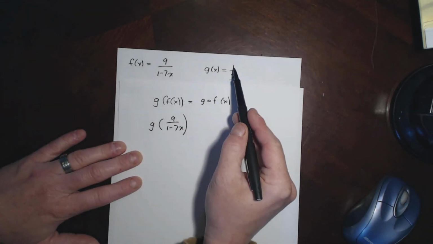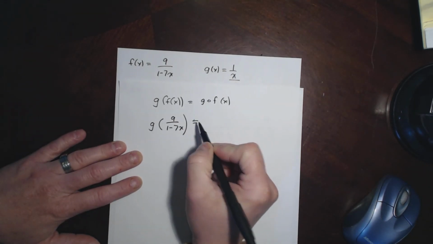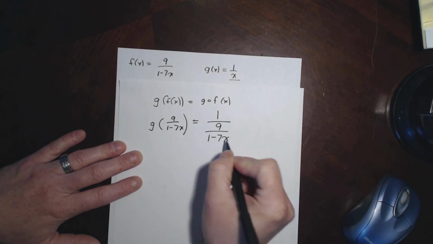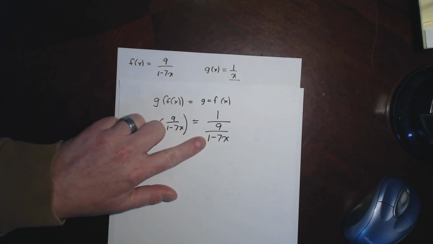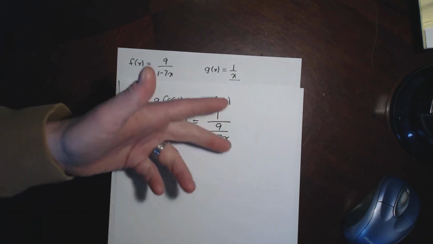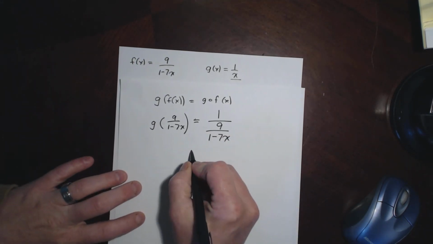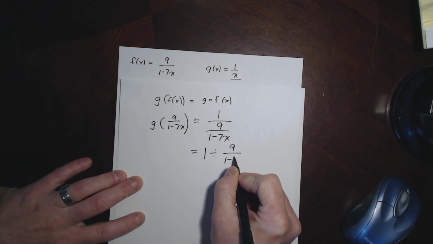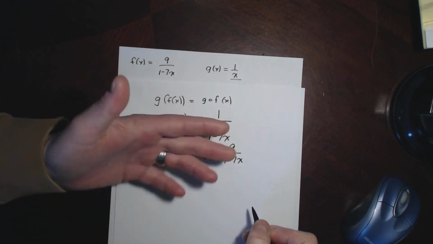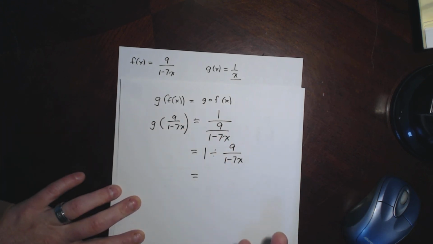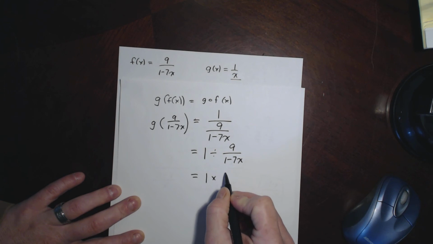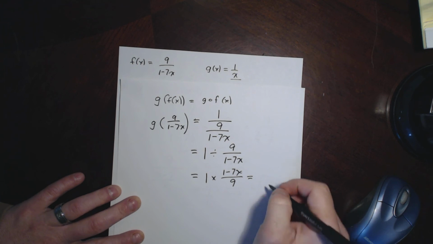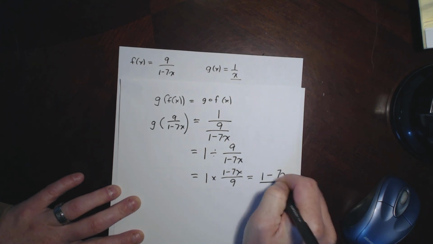My g function is such that I do 1 over whatever my input is. So this becomes 1 over 9 over 1 minus 7x. This is just a reciprocal function here. So we can take the denominator and flip it and make another fraction, but I'll show you the steps. This is 1 divided by 9 over 1 minus 7x. So now I'm going to reciprocate and multiply as I did in the previous example, where it's going to be 1 times 1 minus 7x over 9. And this is going to give me 1 minus 7x divided by 9.